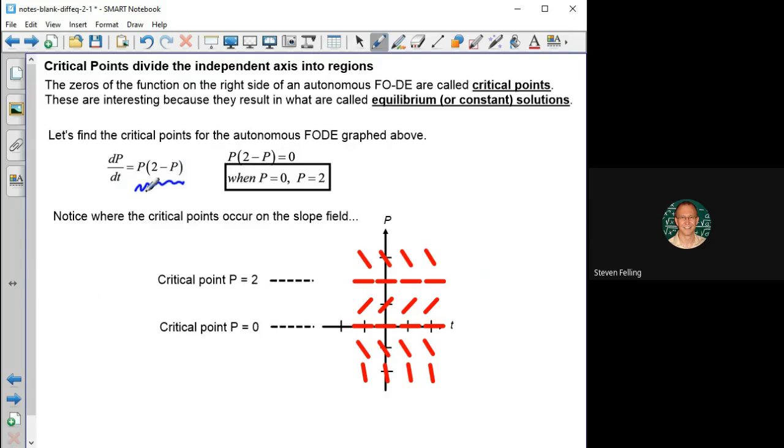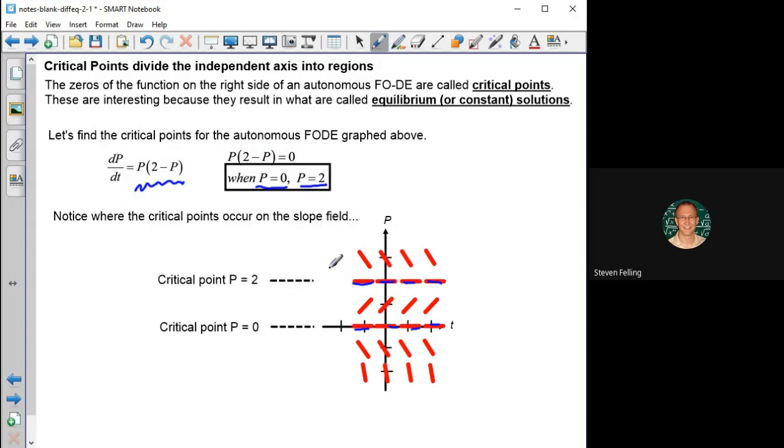All right. So whenever we have an autonomous differential equation where the right-hand side contains no independent variable, you can solve the right-hand side for places in the dependent variable that would make it zero. Those are called critical points, and they are interesting because they result in what's called equilibrium or constant solutions. If I had this equation here, the example before, since p times (2 minus p) is 0 when p is 0 or p is 2, if you look at the slope field, notice what's happening at those values. Those are places where the slope is 0, and therefore horizontal. So at the critical points, we have constant solutions. The slope is just 0.